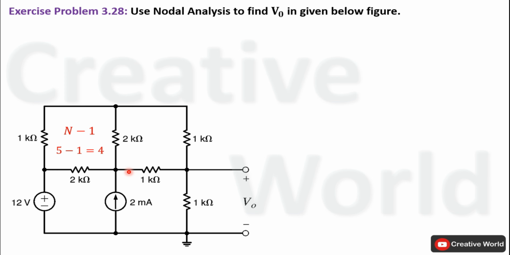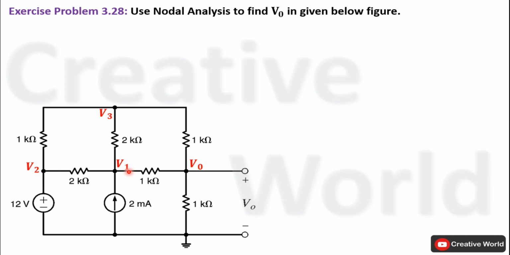In the next step, we have to label all unknown non-reference node voltages. In this network, this node is considered as the reference or ground node. It is already given in this scenario. So the other non-reference node voltages are taken as V0, V1, V2 and V3.